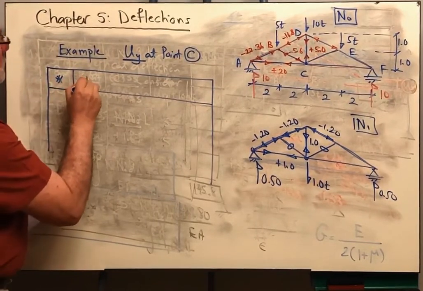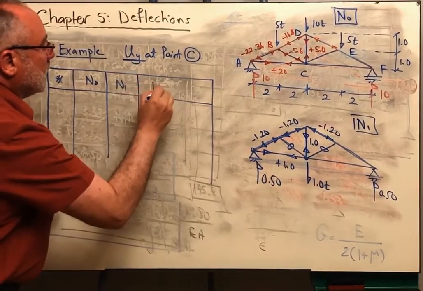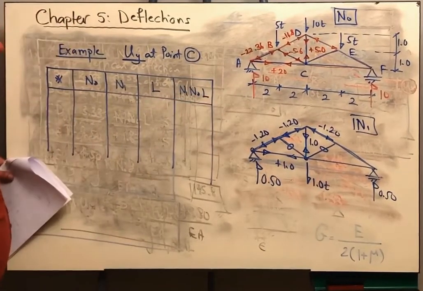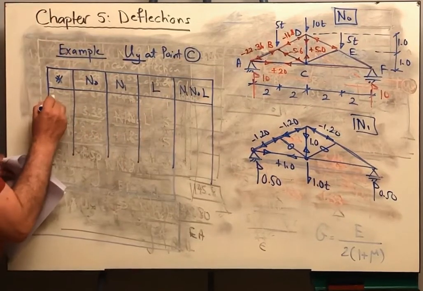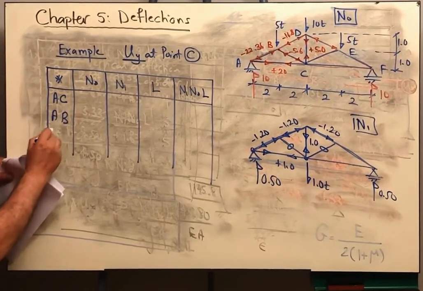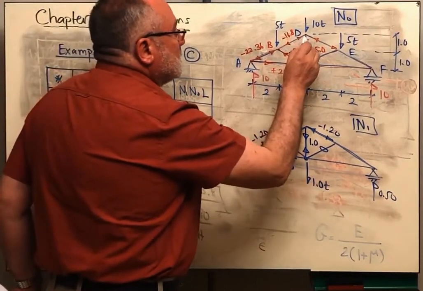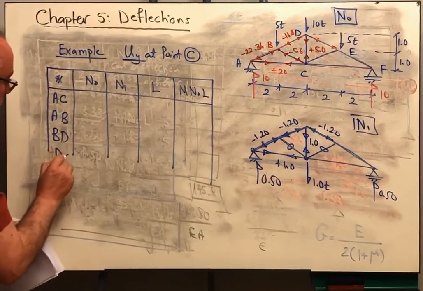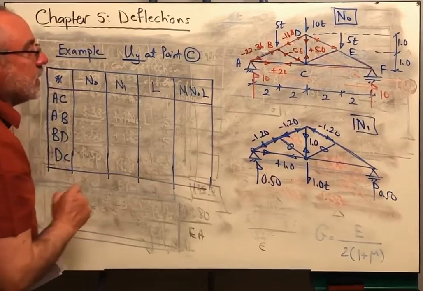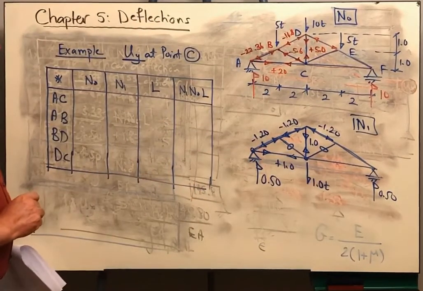This is the member designation, N naught, N1, and the length, and then the product N1 N naught multiplied by L. We are having member AC, and then member AB, member BD, and member DC. Take care. Member BC will be multiplied by 0, so I don't need to include it here.